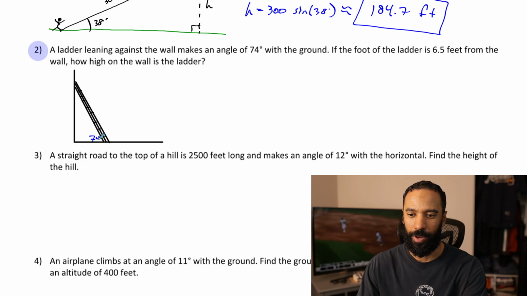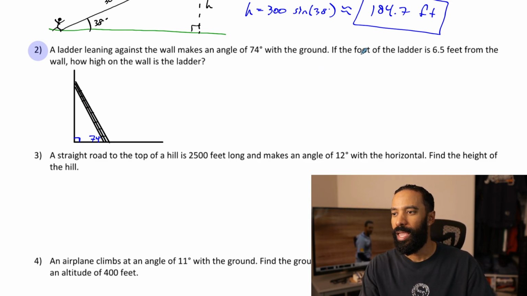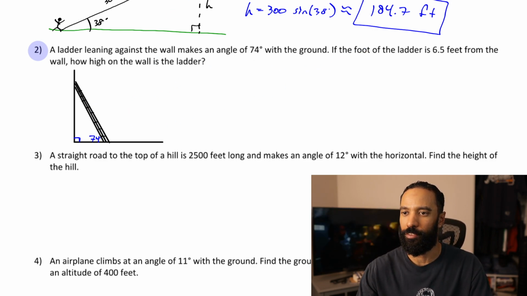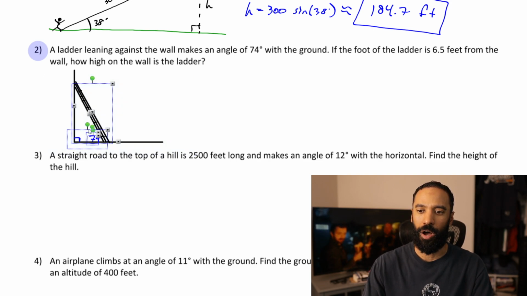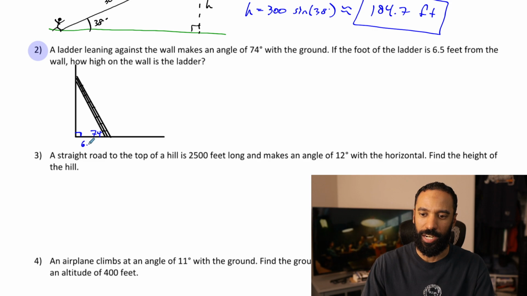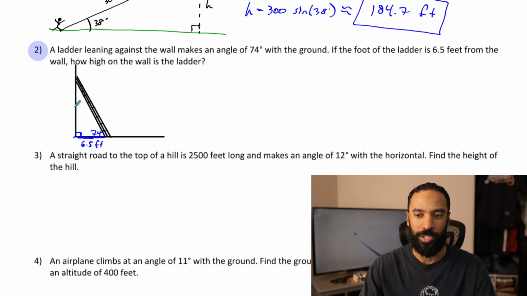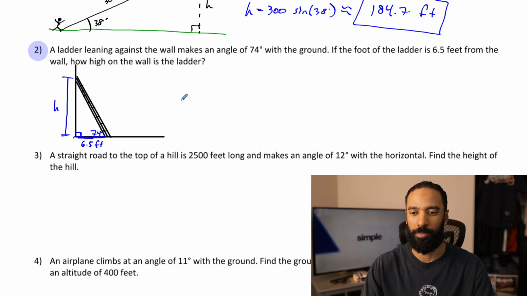Oh, I messed something up. I don't know what happened. This is a wall with ground. So they meet at a right angle there. And there's a 74. If the foot of the ladder is 6.5 feet away from the wall, how high on the wall is the ladder? So we know that this guy right here is 6.5 feet. That's this distance right there. And we want to know how high on the wall is the ladder. They're not asking how long the ladder is. They're asking how high it is right there. What is that? H, basically. You can use X, doesn't matter, but that's my setup.